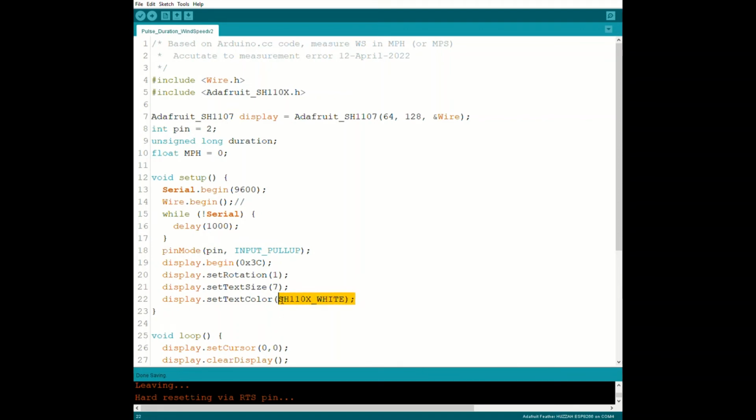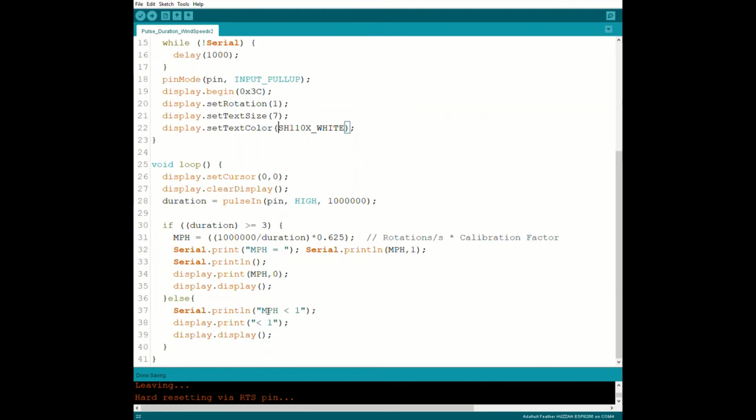Next, I set the text color, which is kind of silly because if memory serves me right, this is a black and white display. So why I'm setting the text color, I don't know. It was in the example, so I used it. Like I said, I'm not a software guy. All right, scrolling down to the remaining code. I could probably take a couple more lines on that.